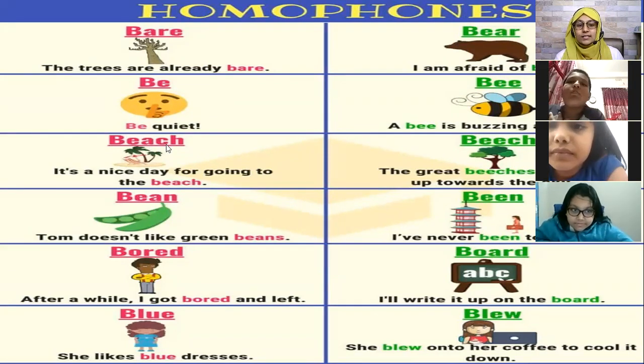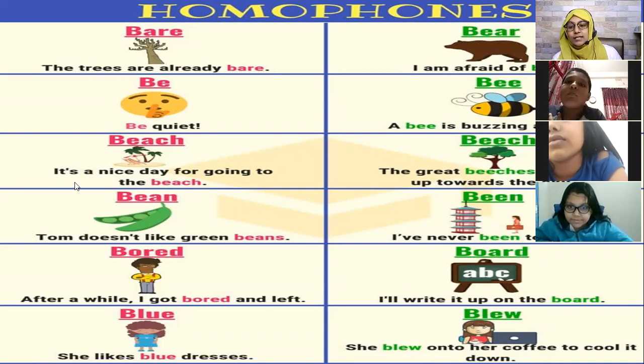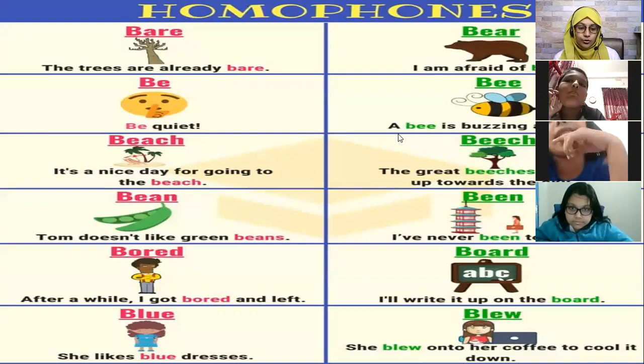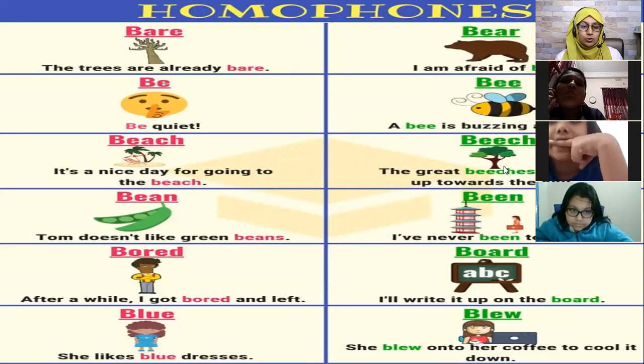The next one is beach and beech. Same pronunciation, beach. And it's a nice trip for going to the beach. Beach means the seashore. Okay? And beech is a kind of tree with soft wood.